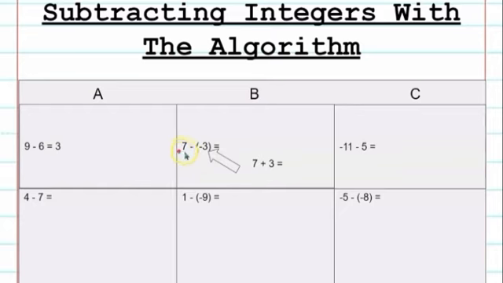So the first step is keep the 7, which is the first number, so keep the first number the same, as I did. Next is flip. You flip the subtraction sign to an addition sign. Step 3 is change. We have -3 over here, but over here we're going to put 3. We're going to change it into its opposite.